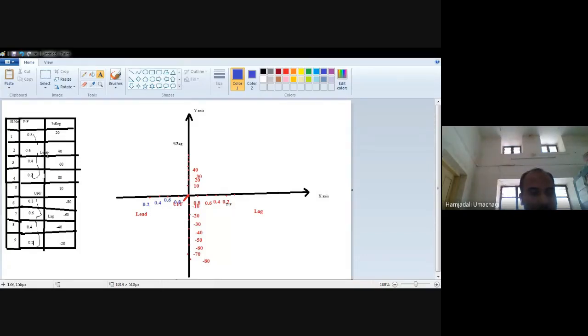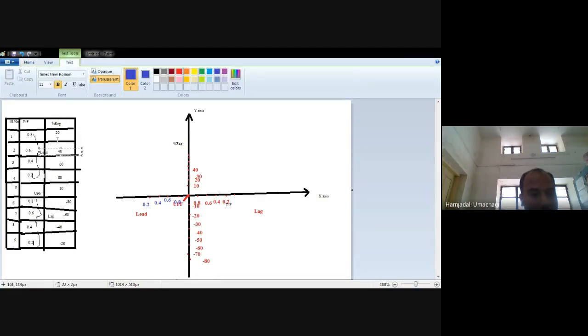All these are leading. So for lead, sorry, if this is leading, this should be negative.